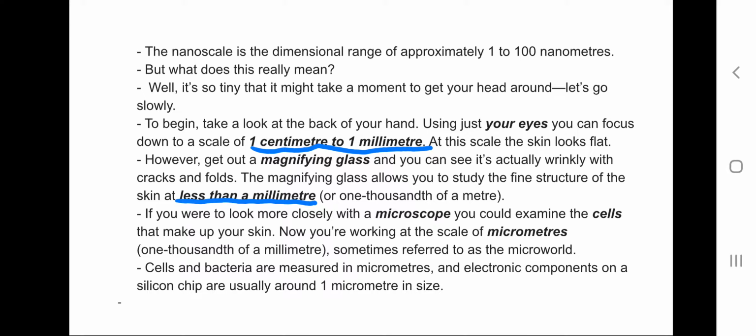Suppose we are observing skin or cells under the microscope. We are working at a scale of micrometers, that is 1/1000 of a millimeter, and it's usually referred to as the micro world. Cells and bacteria are measured in micrometers, and the electronic components of silicon chips are usually around 1 micrometer in size. So our bacteria and cells are in the range of micrometers.